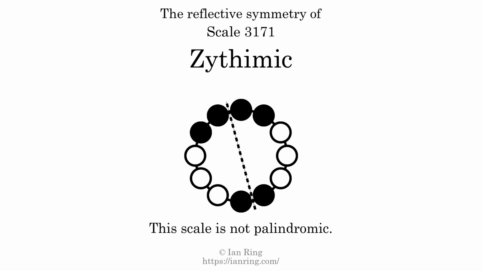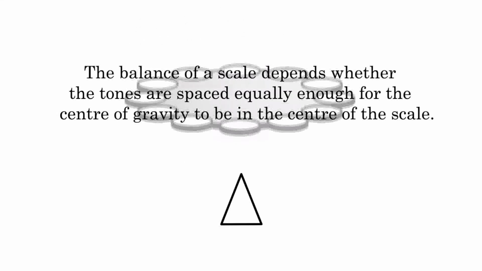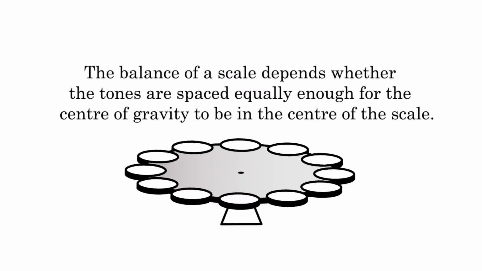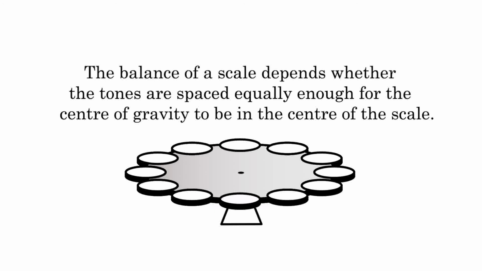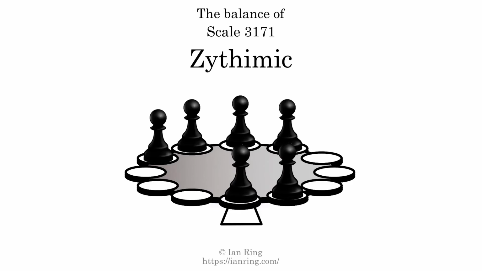This scale has reflective symmetry across an axis positioned 5.5 semitones from the root. This scale has a different pattern of intervals ascending and descending, so it is not palindromic. This scale has 1 ridge tone. Here, the balance of a scale depends on whether the tones are spaced equally enough for the center of gravity to be in the center of the scale. This scale is not balanced.